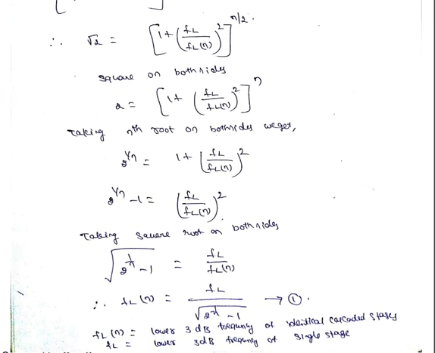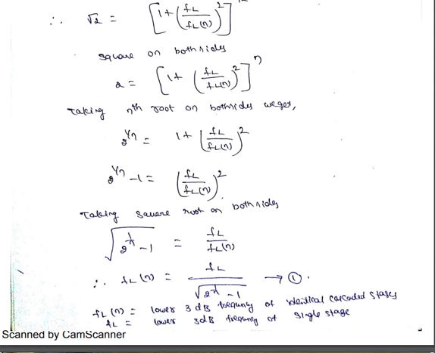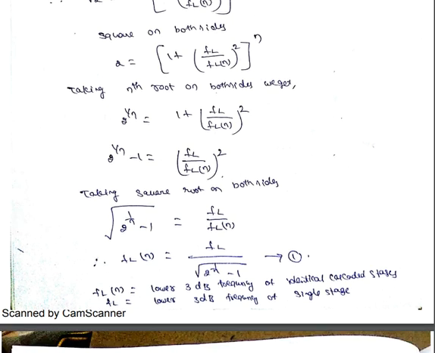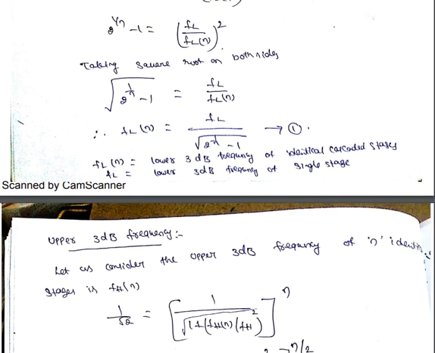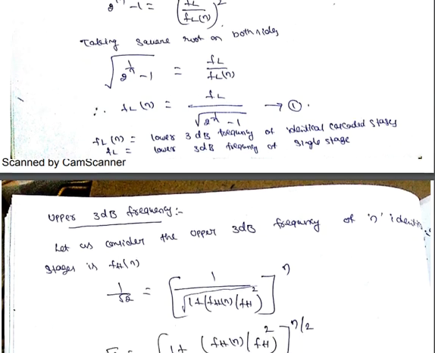So the lower cutoff frequency of n stages is FL of n equal to FL by root over (2 power 1 by n minus 1). Here FL of n is the lower 3 dB frequency of n identical stages, and FL is the lower 3 dB frequency of any single stage. Compared with a single stage, the FL of n value decreases by the factor of root over (2 power 1 by n minus 1). So the lower cutoff frequency value decreases for the multi-stage amplifier.